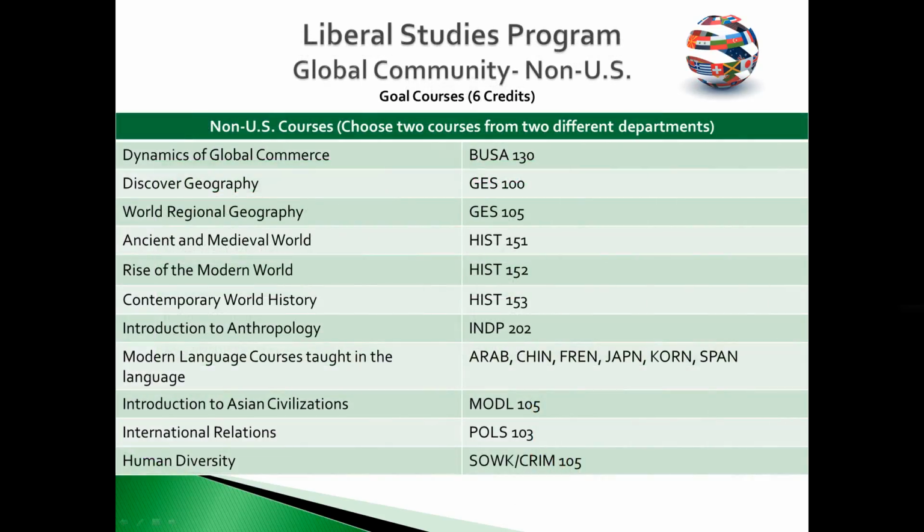The next goal block, Global Community, is divided into 2 sections, U.S. and non-U.S. In the non-U.S. area, a student will choose 2 courses from 2 different departments. For example, if a student chooses to take History 151, Ancient and Medieval World, they may not take History 152 or 153 as a second course. They will need to take a course in social work, modern language, or any other department listed.